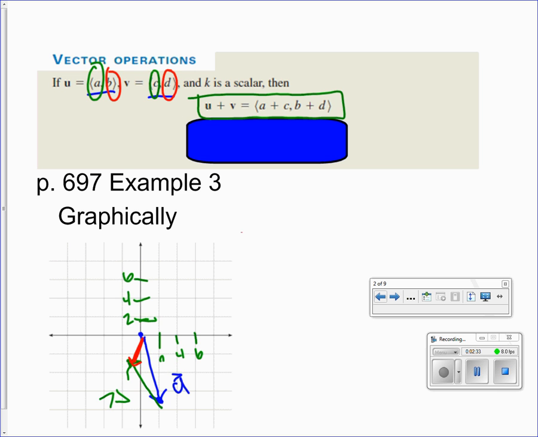And we can see on our graph that our sum goes left 1 and down 3, which is the same solution we had for the sum when we did it algebraically. Notice how we put the tip of u next to the tail of v. So this technique for graphing the sum is called tip to tail.